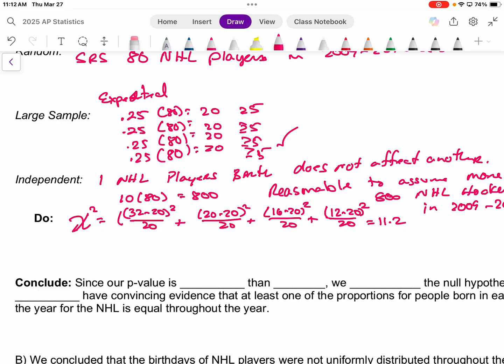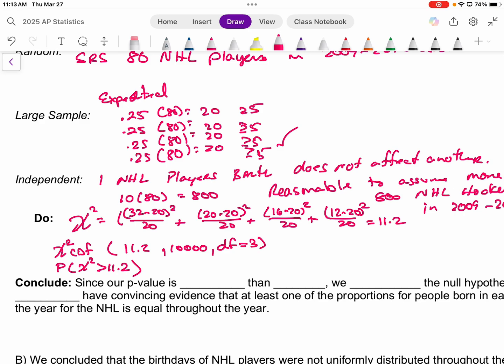So I'm going to do a chi-squared CDF. What's the probability that my chi-squared is greater than 11.2? That's what I'm trying to figure out. So my lower bound is 11.2, my upper bound is something really big, and my degrees of freedom: how many categories do we have? Yeah, 4 quarters, so that means my degrees of freedom would be 3.